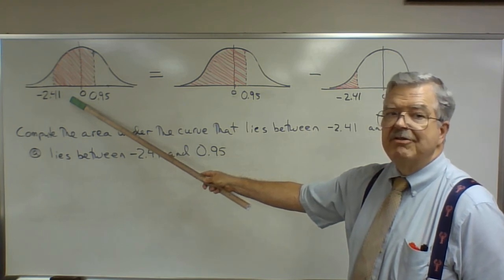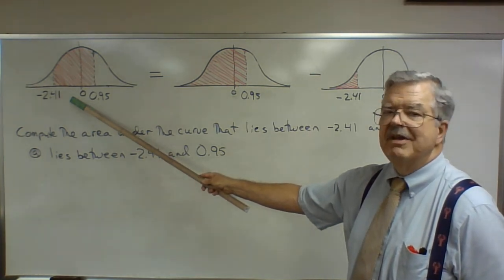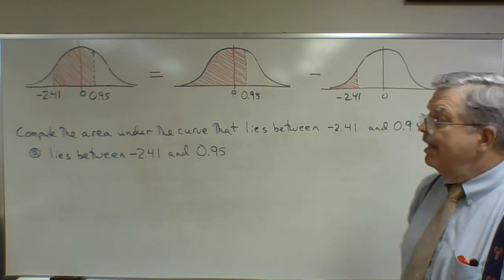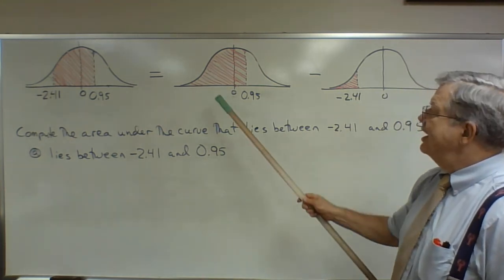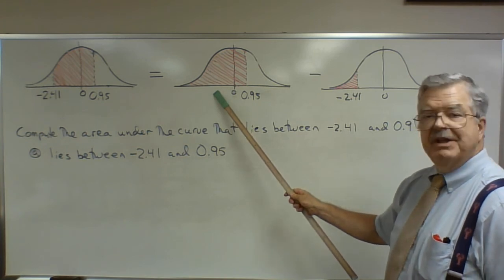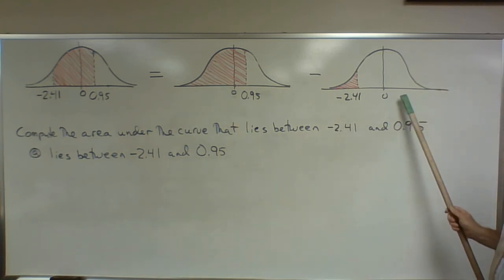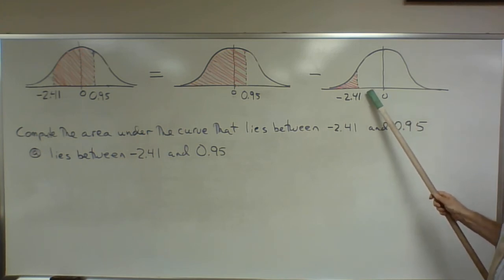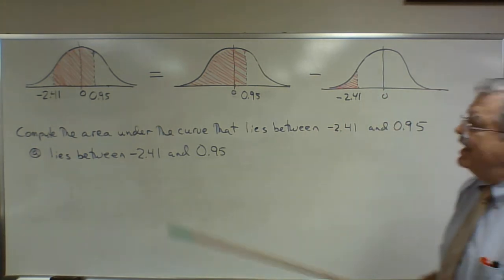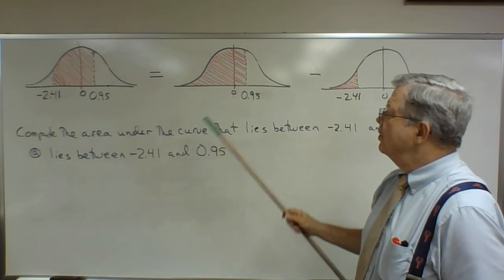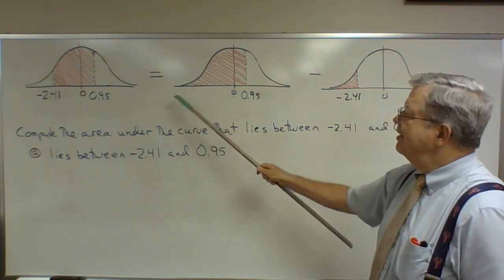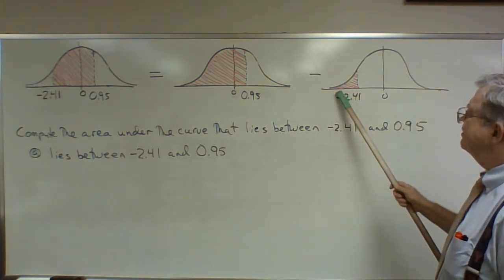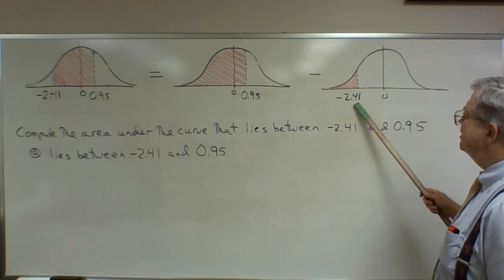Neither table on page 798 or 799 has a shaded region that looks like this. The tables on page 799 correspond to a shaded region looking like this. The tables on page 798 correspond to graphs that have a shaded region that looks like this. To get the area under this curve, we're going to have to take this area from the left side of the graph to 0.95 and subtract this area from the left side to negative 2.41.